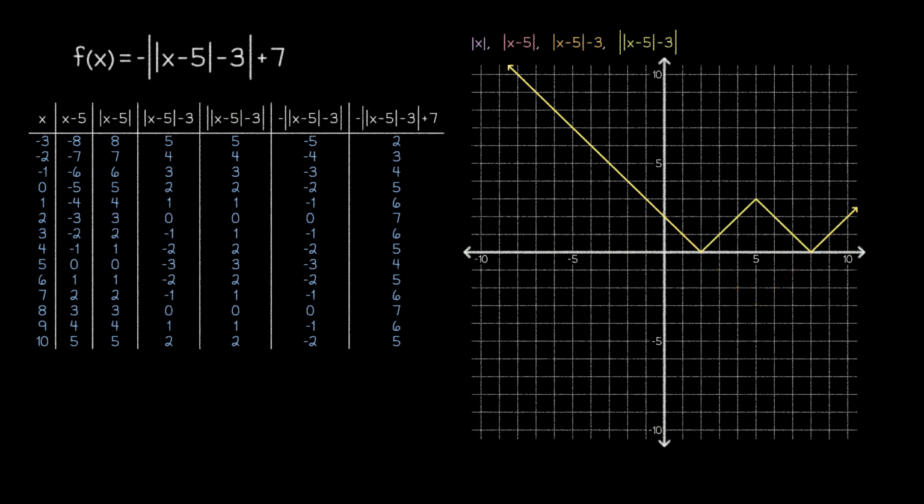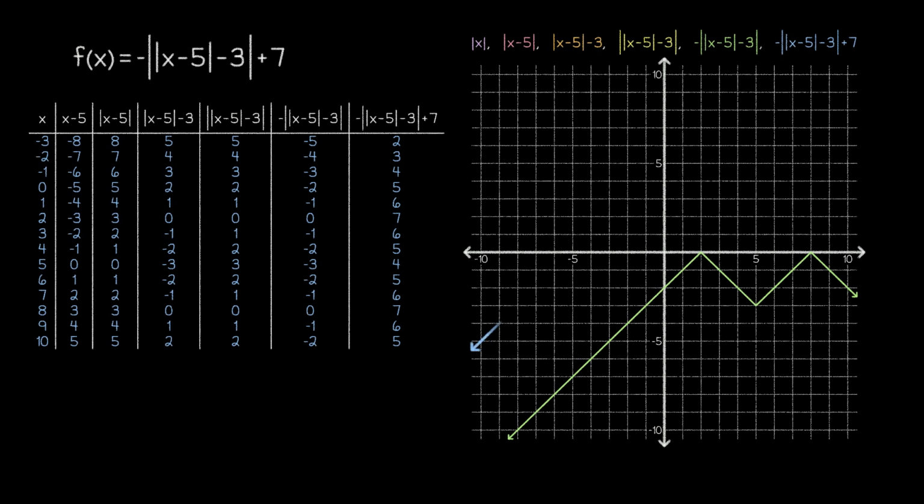Next, we have to deal with the negative sign at the very front of this function. That negative sign is going to flip the whole graph over the x-axis, which will result in this. Finally, we have the +7, which will move everything up by 7 and give us our final graph.